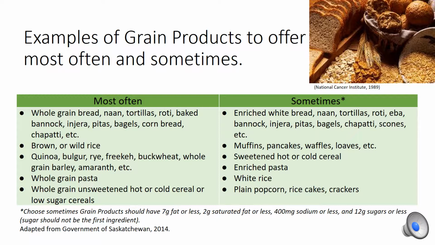Remember, for the choose sometimes grain products, they should have 7 grams of fat or less, 2 grams of saturated fat or less, 400 milligrams of sodium or less, and 12 grams of sugars or less. And sugar should not be the first ingredient.